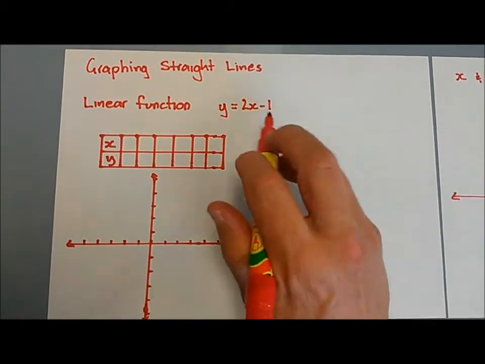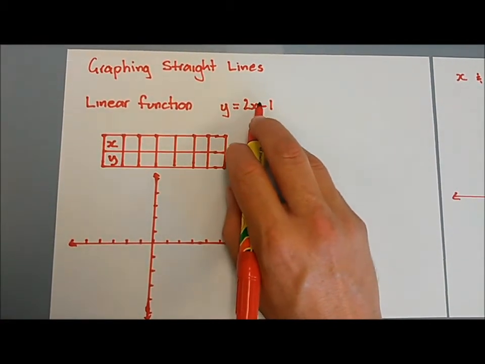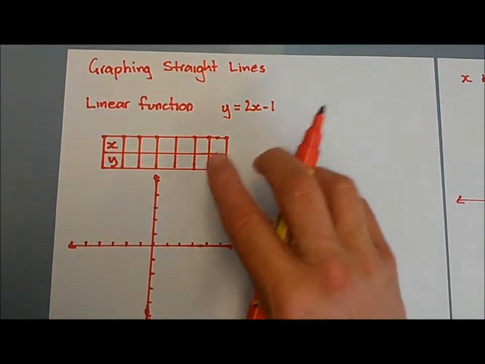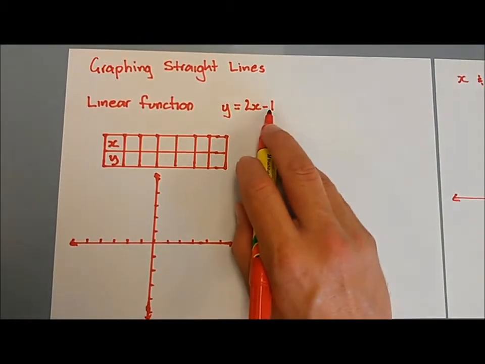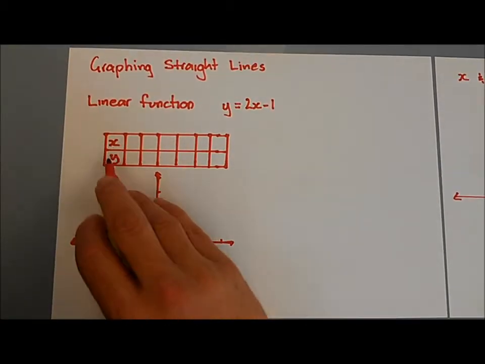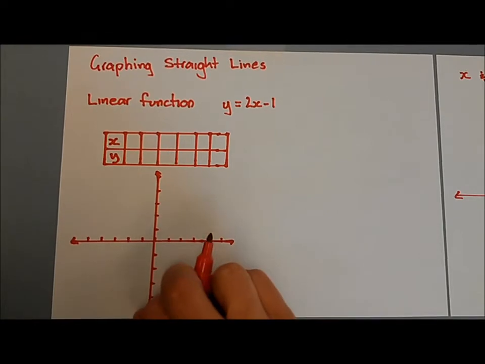I know this is linear because the power of x is just x to the power of 1. If it was an x squared, it would no longer be linear. I'd start to get a curved graph rather than a line graph. So anyway, y equals 2x minus 1. So one way to do this is to plot some values for x and y, and to plot those points and join up as a straight line.